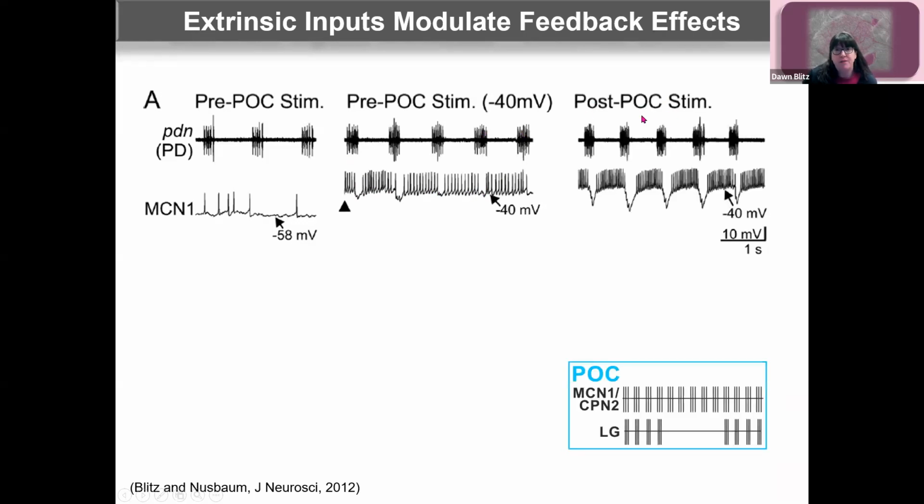However, after stimulating one of the pathways, like the POC pathway, you can see that the strength of the inhibition looks much stronger, and it's more effective at inhibiting the activity. And so this suggested that the AB feedback might actually be modulated.